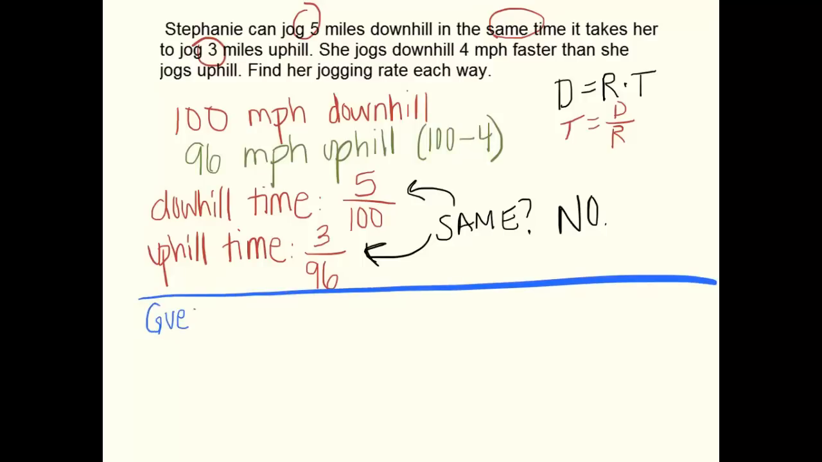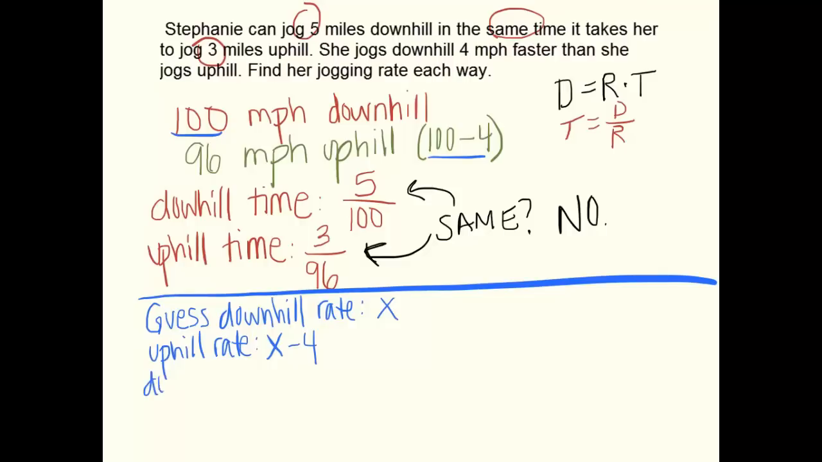This time, I'm going to let my guess for the downhill rate be x miles per hour. In which case, the uphill rate, according to the problem, has to be x minus 4. I can really see that from what we did up here: x and x minus 4, 100 minus 4. That means the downhill time is 5, again it gave us that distance, over our downhill rate, 5 over x. Which means our uphill time is 3 over x minus 4.